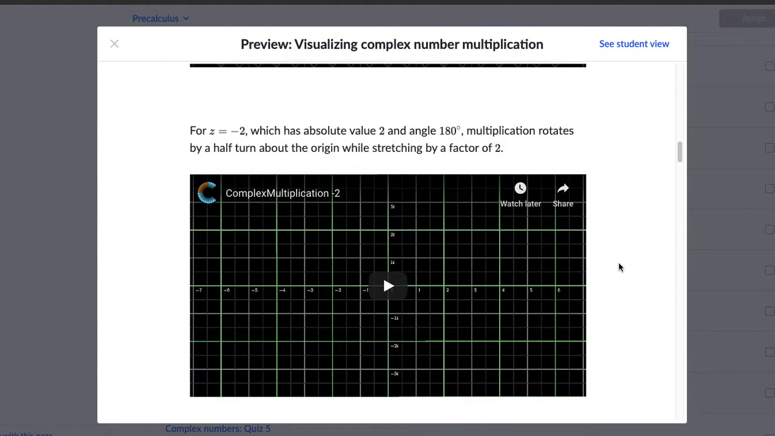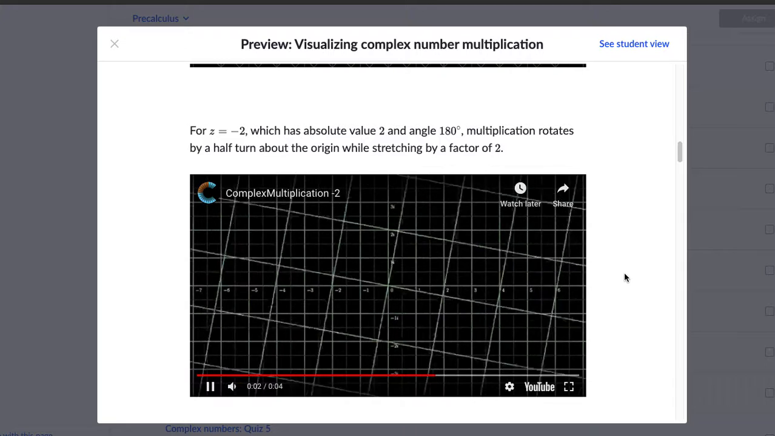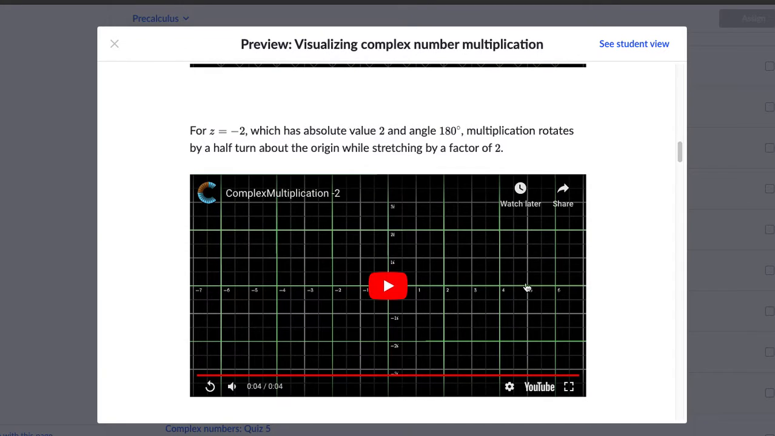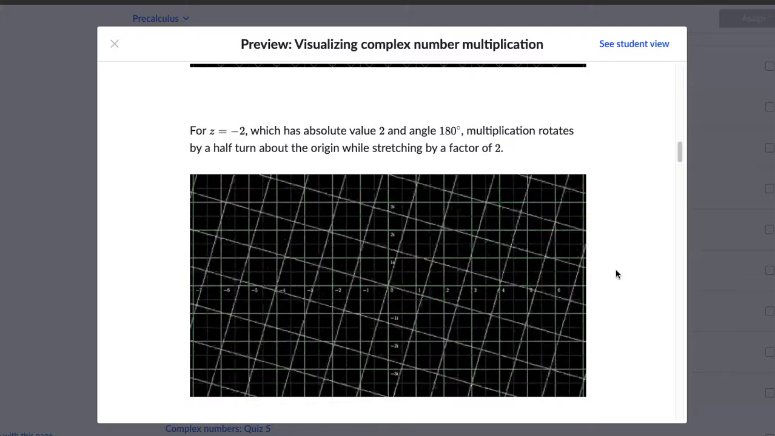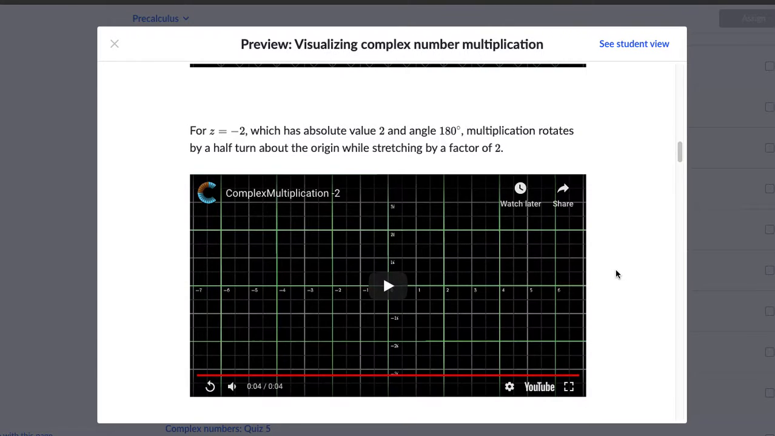Let's try another one. Let's see what happens when I multiply by -2. You guys have multiplied by -2 before, I assume. -2 has an angle of 180 degrees, and it also has a magnitude of 2. So I'm going to rotate by 180 degrees and stretch it by a magnitude of 2. This is really what you're all doing when you multiply by -2, but in complex land. Let's take a look. Again, it rotates 180 degrees and stretches by a factor of 2.